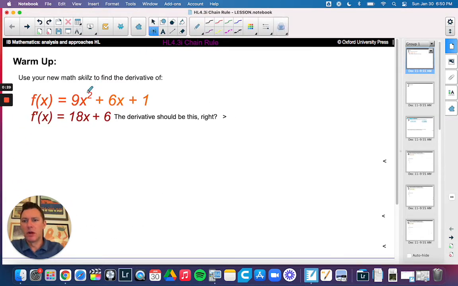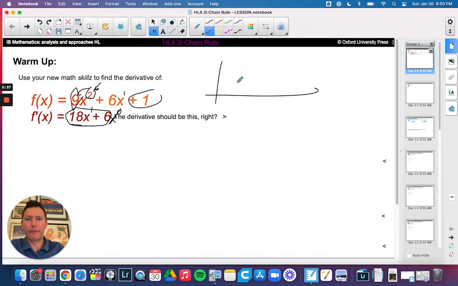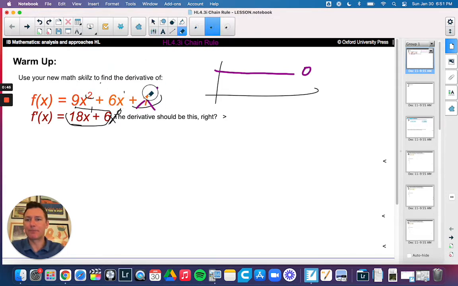You'd say this times this, you'd multiply those together, there's the 18, and then you drop the exponent by 1, hence the 1, and you do the same thing here. 1 times the 6 gives you the 6, and then this would be x to the 0, which is just a 1, so we ignore that, and then the derivative of a 1 is just the derivative of a flat line at 1, if I draw it right. There you go. What's the slope of that thing? 0, so that thing's out, right? So there's our derivative that we'd expect.